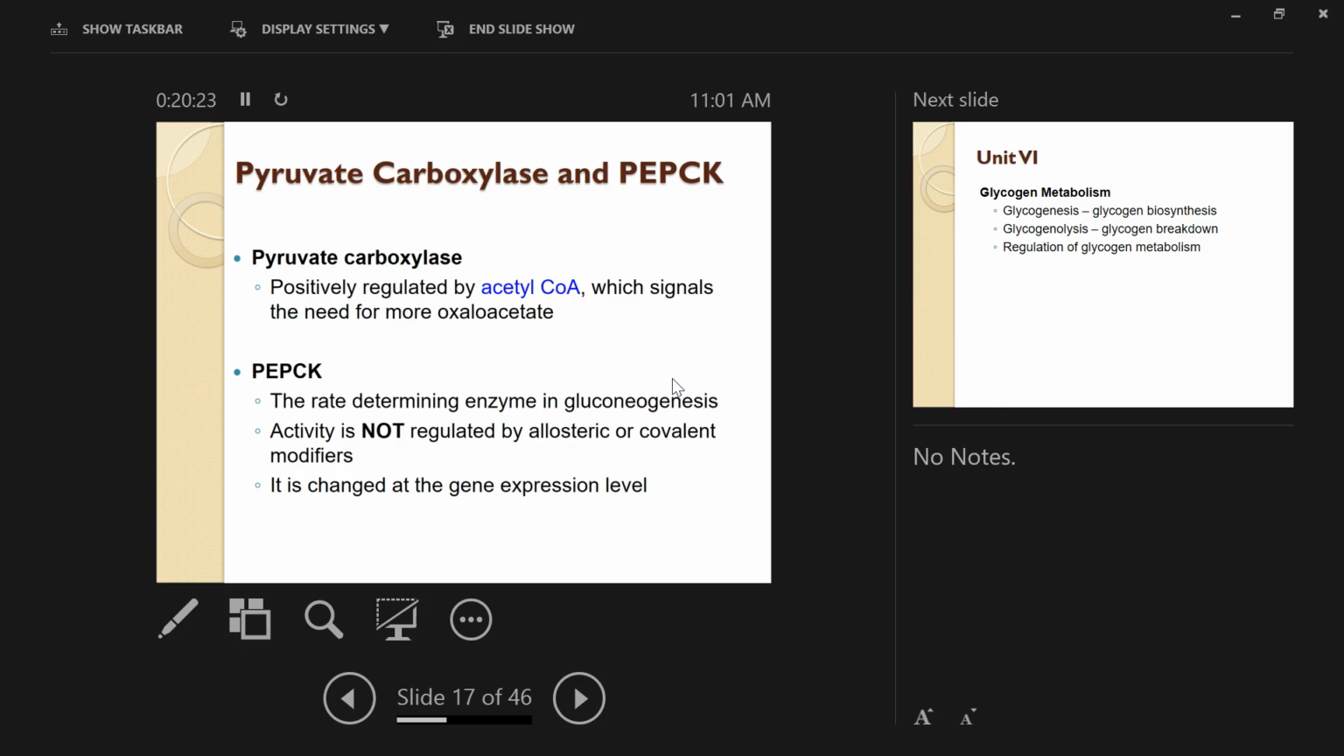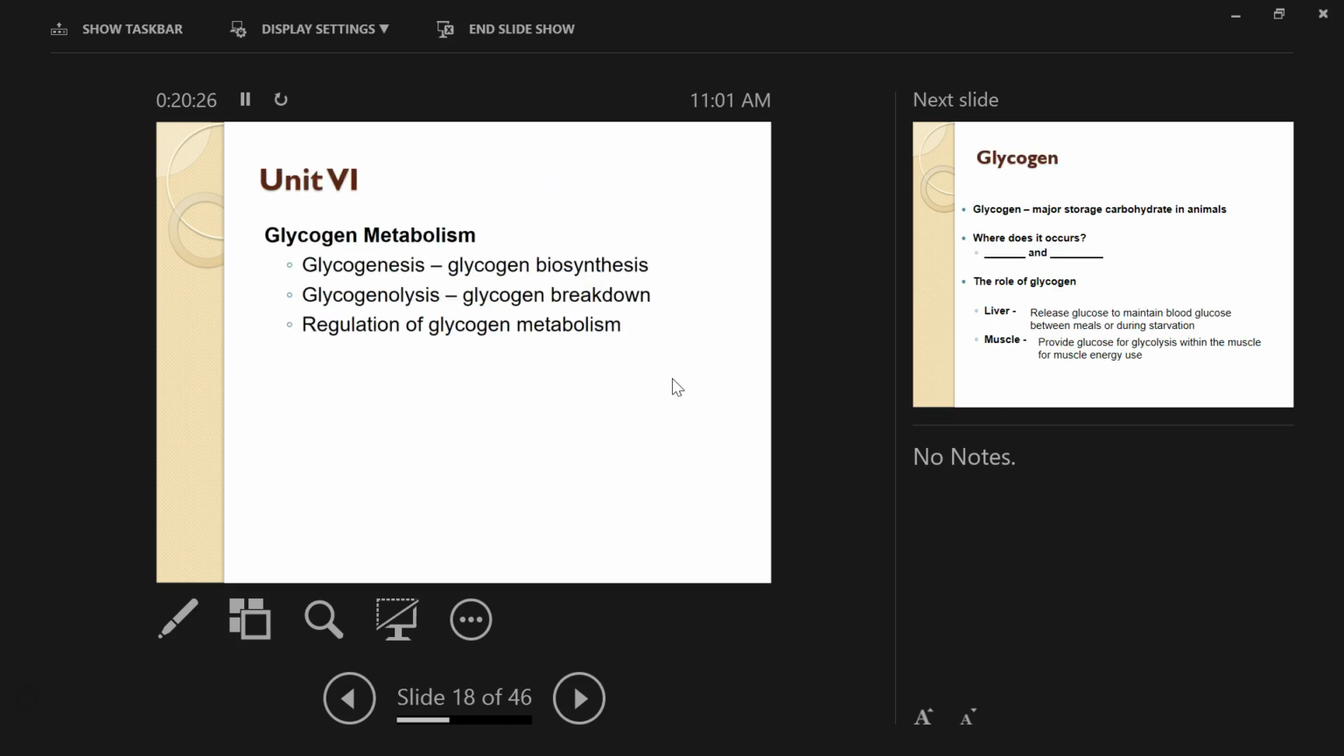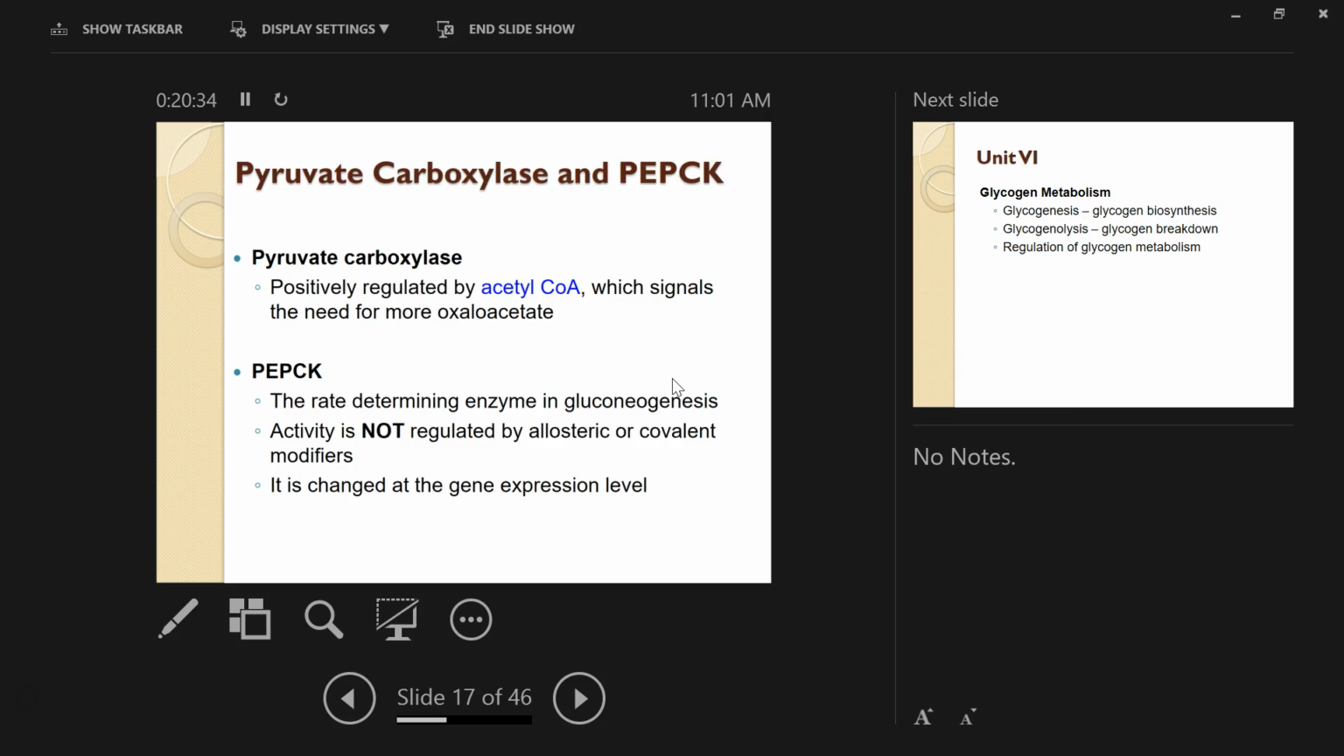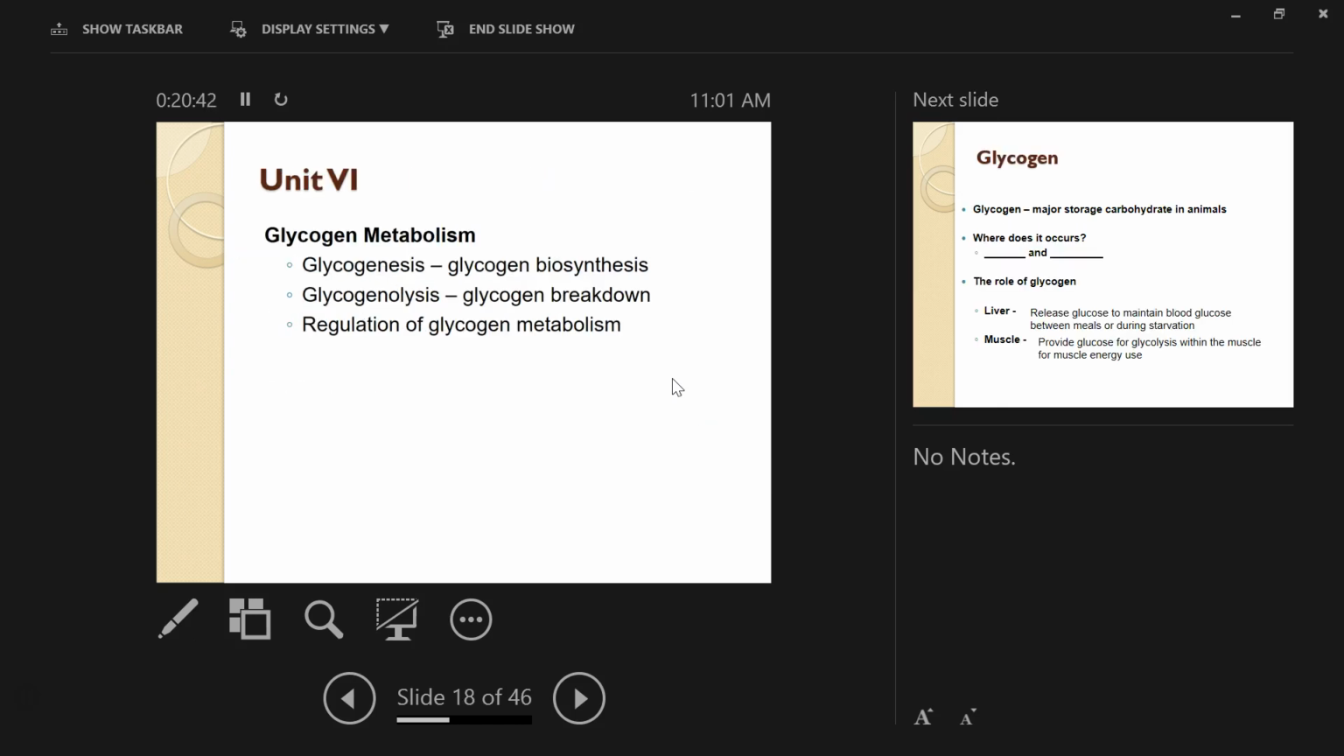I think we finished all the regulation of glycolysis and gluconeogenesis. Any questions so far? Okay. Now we have two more pathways of glucose metabolism left, right? Glycogen metabolism. So glycogen synthesis and glycogen breakdown, the two pathways and how they are regulated.